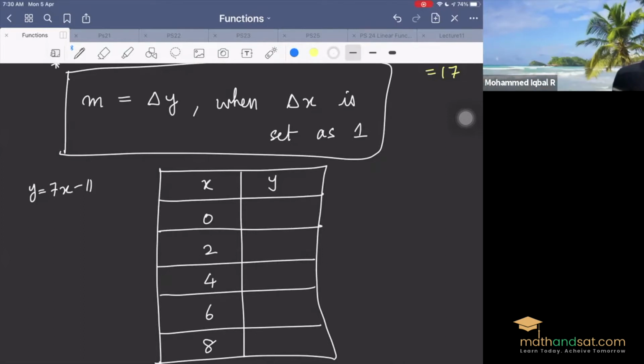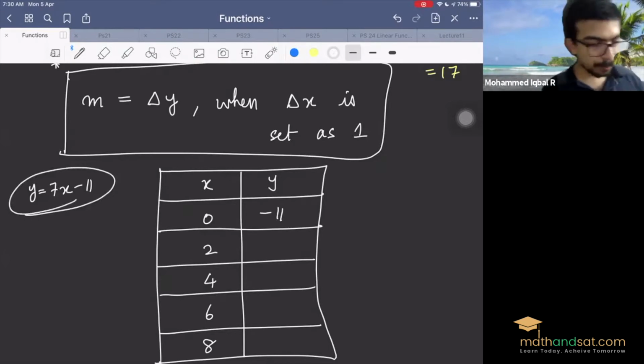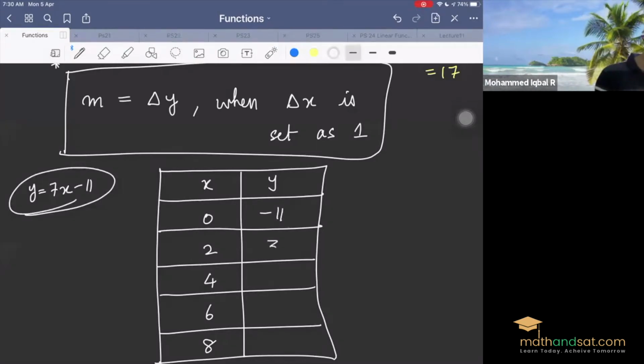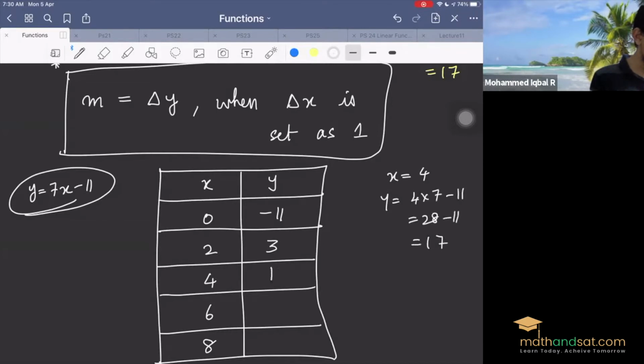Now, when you put x is equal to 0, this is going to be minus 11. When you put x is equal to 2, your y value is going to become 3. When you substitute x is equal to 4, your y value is going to be 4 times 7 minus 11, which is 28 minus 11, which is 17.